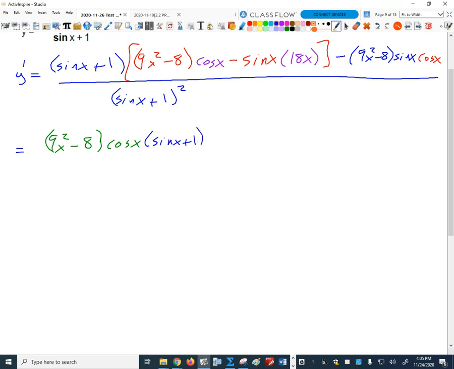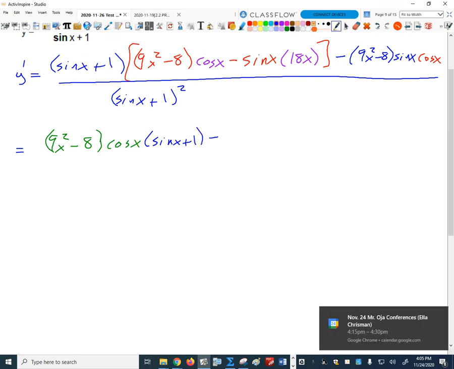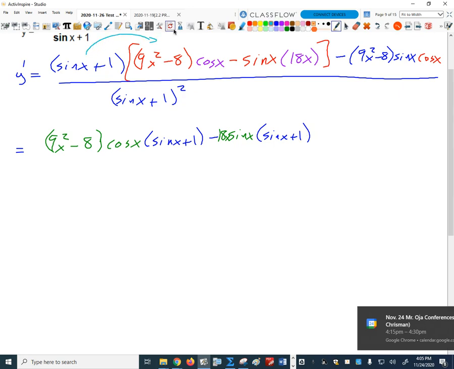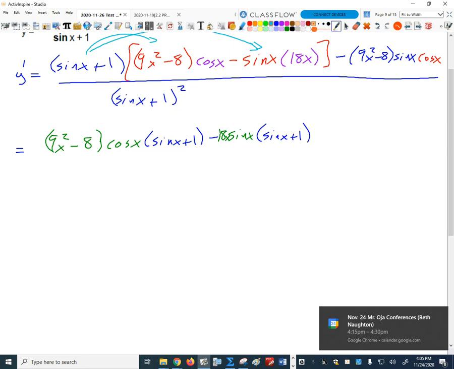So we distribute to that term, minus the second term times sine x plus 1. So we've got this other term over here. I'm going to put the 18x out front. 18x sine x times my sine x plus 1 quantity, sine x plus 1. And once again, all I did was just distribute to those two terms.